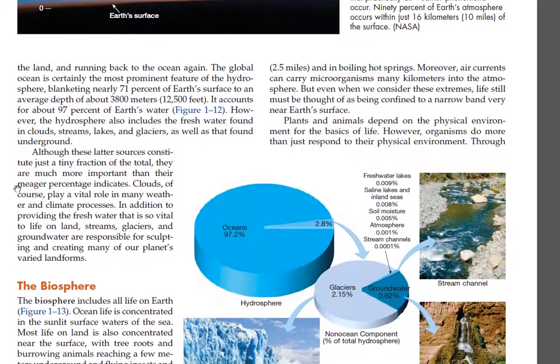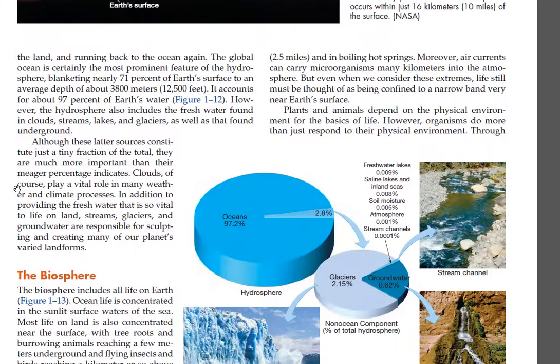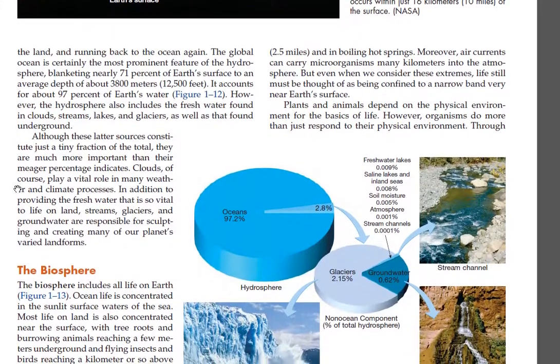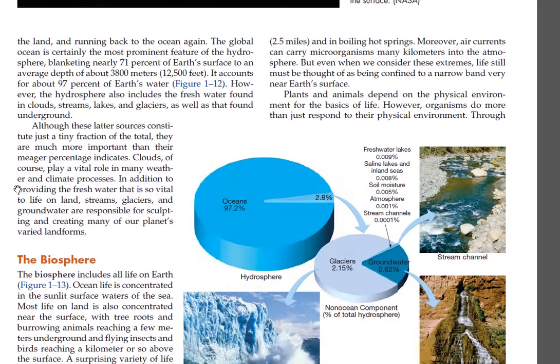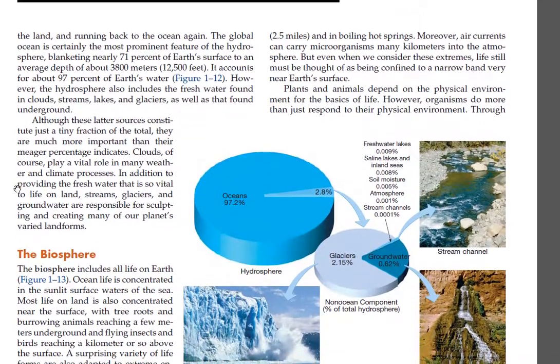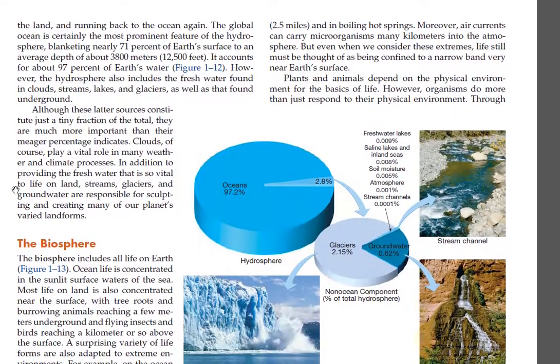Clouds, of course, play a vital role in many weather and climate processes. In addition to providing the fresh water that is so vital to life on land, streams, glaciers, and groundwater are responsible for sculpting and creating many of our planet's varied landforms.